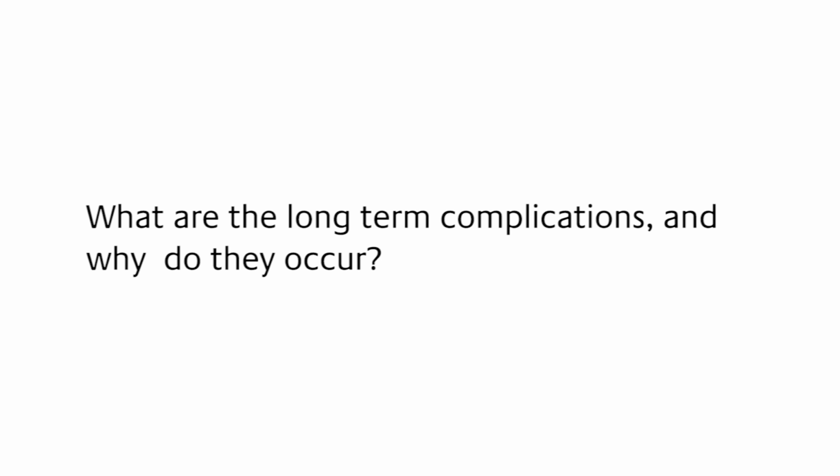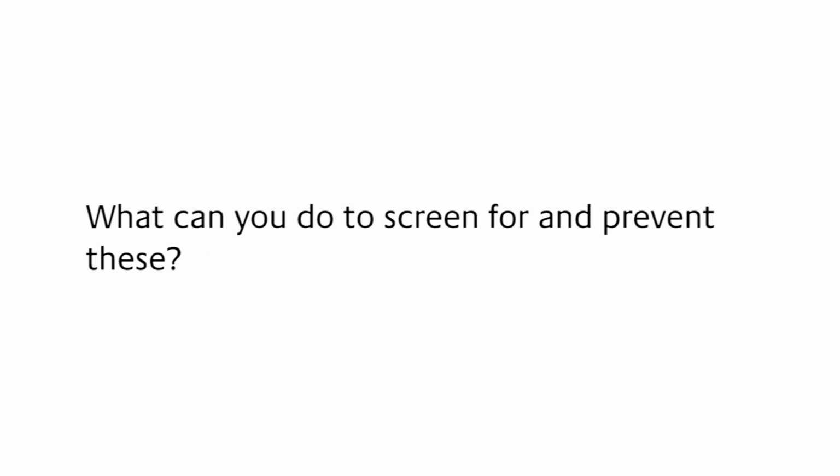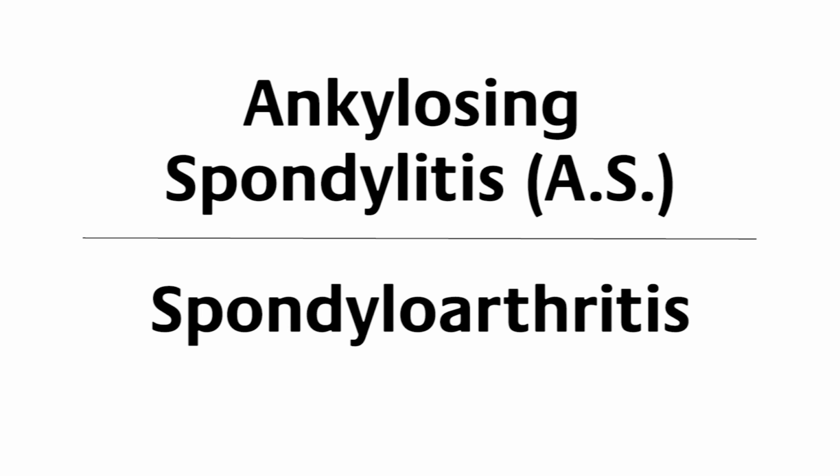I'll address what the long-term complications are and why they occur in patients, and what you can do to help screen and prevent these complications. For the purpose of the talk, I will use the term ankylosing spondylitis. You'll see AS throughout the slides. We're going to say this is analogous to spondyloarthritis, and although ankylosing spondylitis is a type of spondyloarthritis, really, anyone within this entire family can have any of these manifestations or complications.